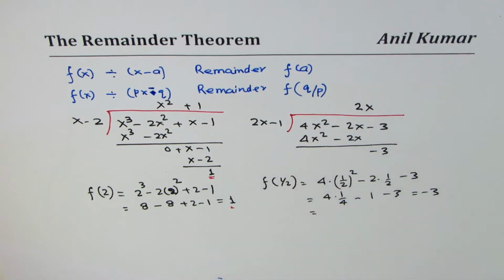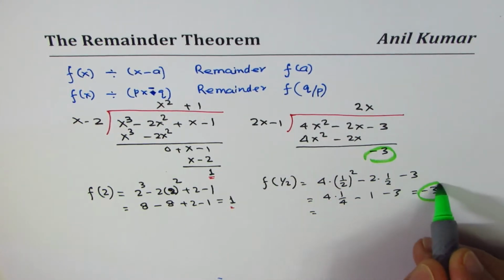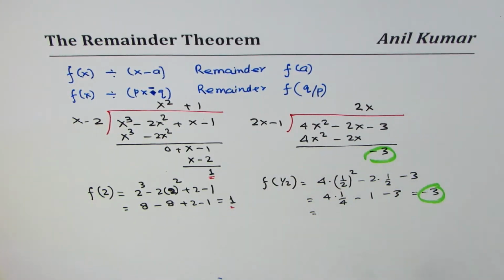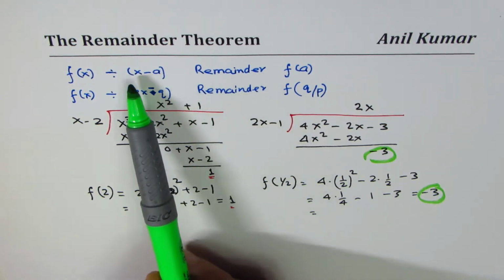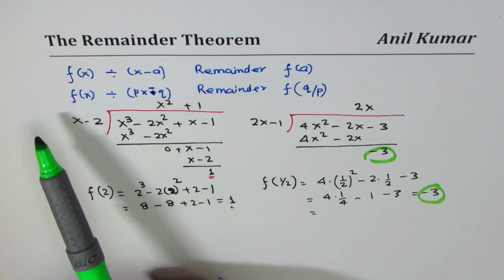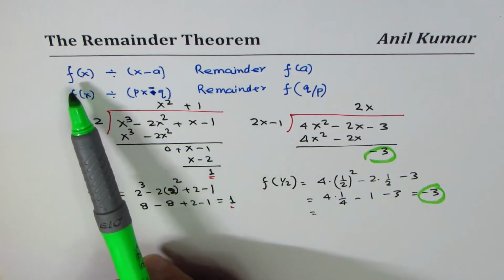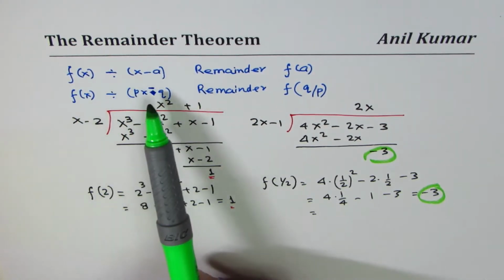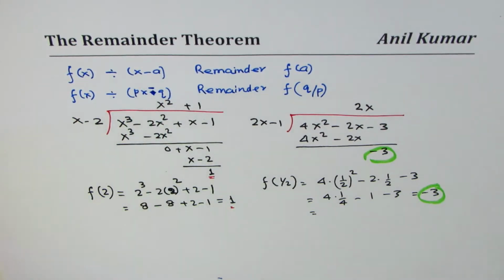So we get exactly the same remainder once again. So that confirms the utility of remainder theorem. As you can see from here, if the divisor is a linear function, then the remainder of dividing the polynomial will be the value which makes that divisor 0, correct? So that's the whole idea.